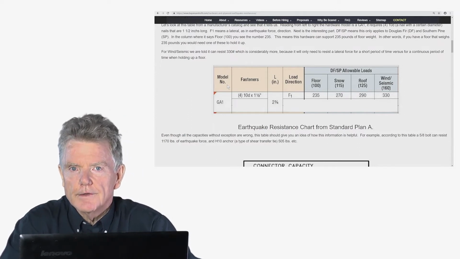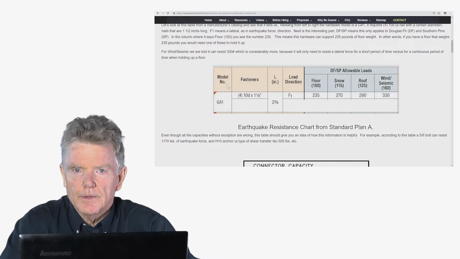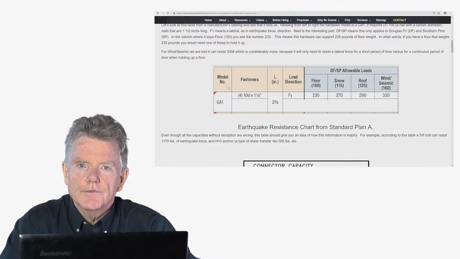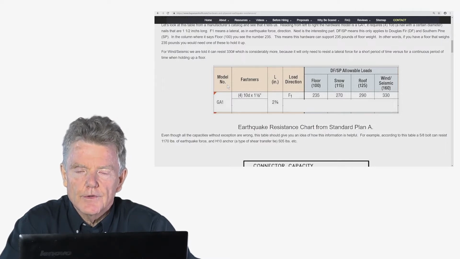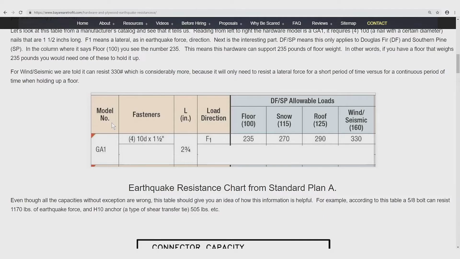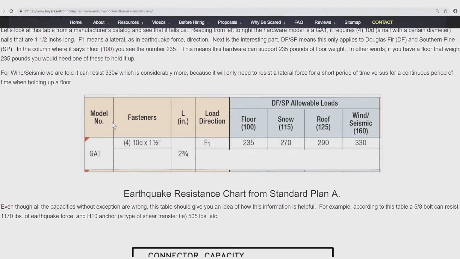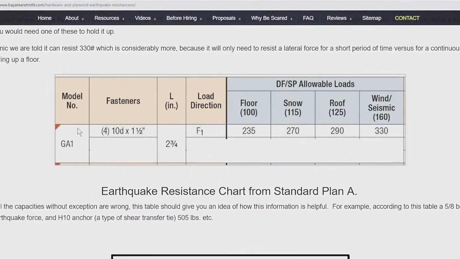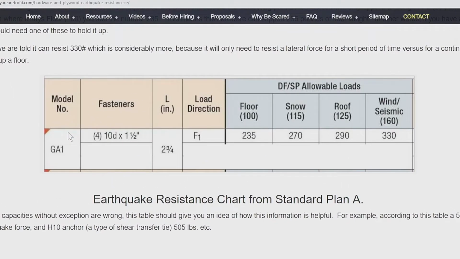Every component of a retrofit, the bolts, the shear transfer ties, the plywood, they are all able to resist a certain amount of force. This force has been determined in laboratories, so it's very accurate. So here, let's go over a manufacturer's catalog so you can see how these ratings of earthquake force resistance are made. Right here we have a piece of hardware called a GA1. And if you look, this is the fasteners. They want 4 10-penny nails, 1.5 inches long, so those are the fasteners we use.